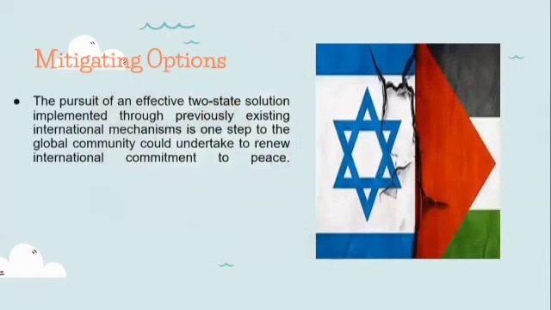So next, let's talk about the mitigating options. The pursuit of an effective two-state solution, implementing previous existing international mechanisms, is one step the global community could undertake to renew international commitment to peace. In that case, goods should be able to move freely across the territories. The progress of the peace process would be crucial to achieving broader peace between Israel and Arab or Islamic countries.